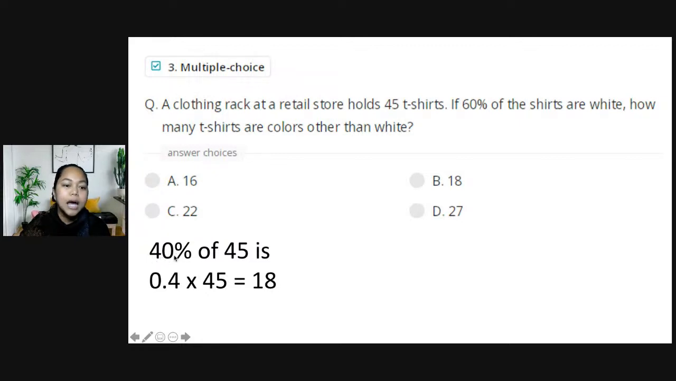Okay, so by doing that, we move the decimal point from after 0, two times to the left, so we have 0.4. "Of" here means multiply, so that's multiply by 45, and "is" again means equal. When you compute 0.4 times 45, the correct answer would be letter B, it's 18. So B is our correct choice.